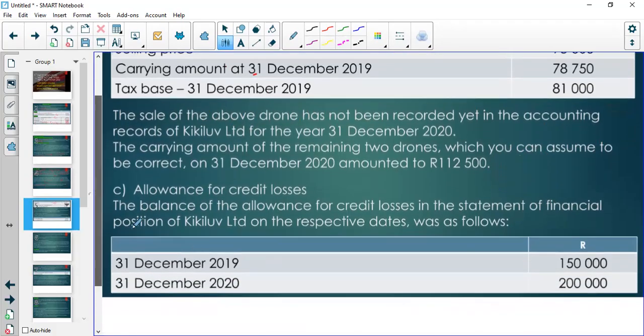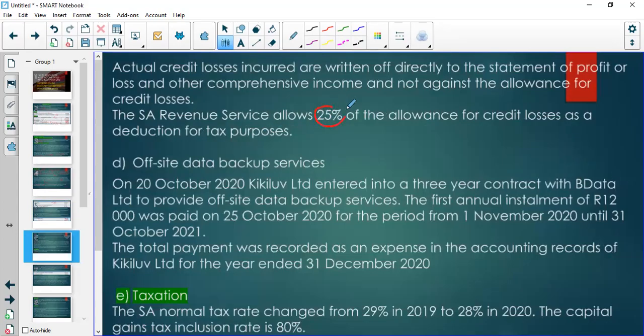Now we come to allowance for credit losses. Now allowance for credit losses are going to reduce our trade receivables. Okay, so last year the allowance was 150. Current year the allowance is 200. All right. And so we are told that SARS only accepts 25% of the allowance for credit losses.